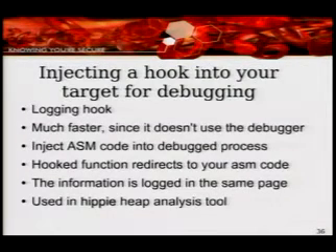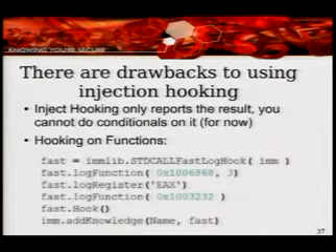There is another type of hooking, which is inject hooking. Inject hooks are a logging hook. They are much faster since they don't use the debugger. You can inject assembly code directly in the function, and it's redirected to your code. The information is logged in the same memory page, so it's much faster. The Heap analysis tool uses this feature. However, injection hooking has some drawbacks: for now you can only report the results and cannot do conditionals with it.